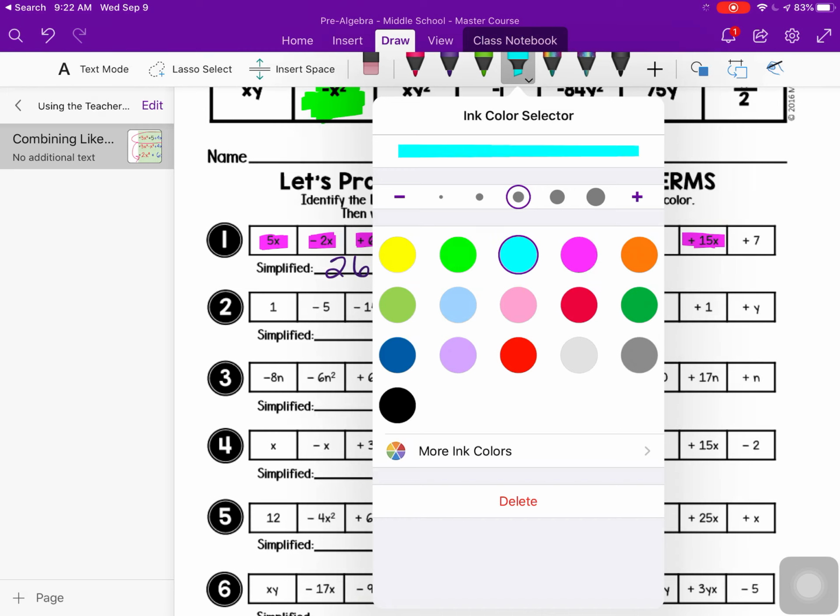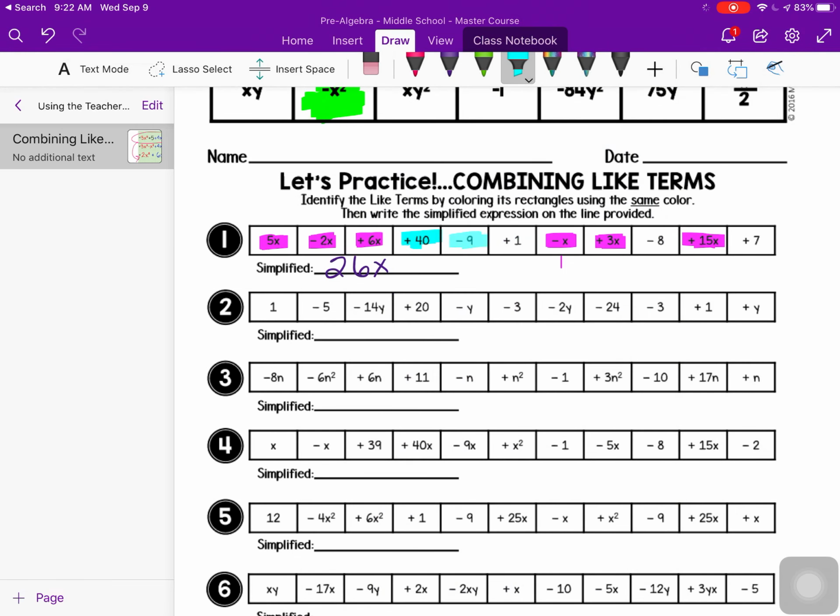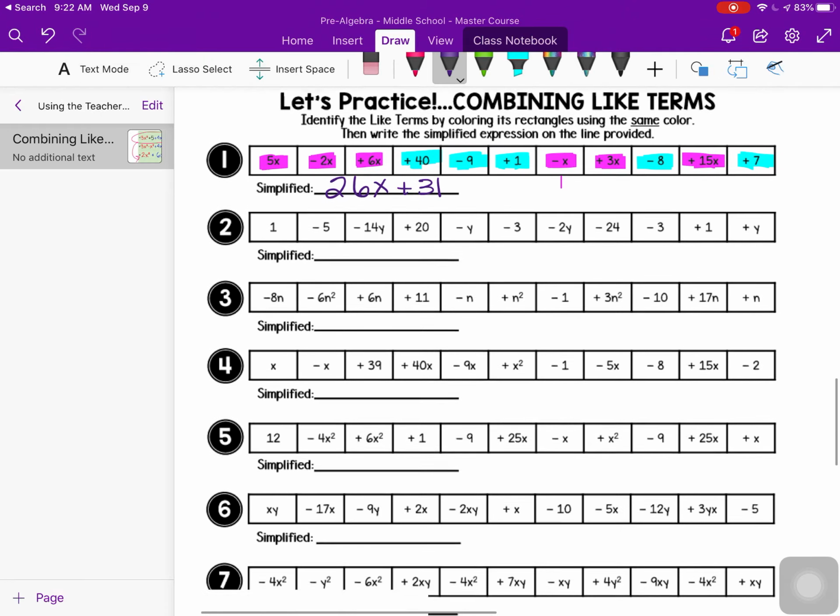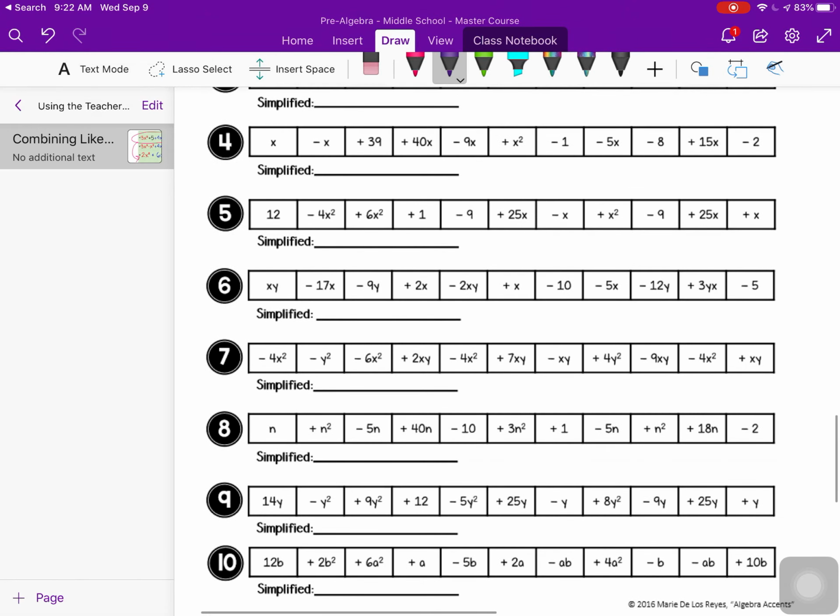And then the last part of this is your constants. 40 minus 9 plus 1 minus 8 plus 7. If you need a calculator, get it out. You should have your calculator from last year. 40 minus 9 is 31. Plus 1 is 32. Minus 8 is 24. And plus 7 is 31. So that giant expression simplified to 26x plus 31. Okay, use your colors, and that is what you are going to do with the remaining 9 problems.